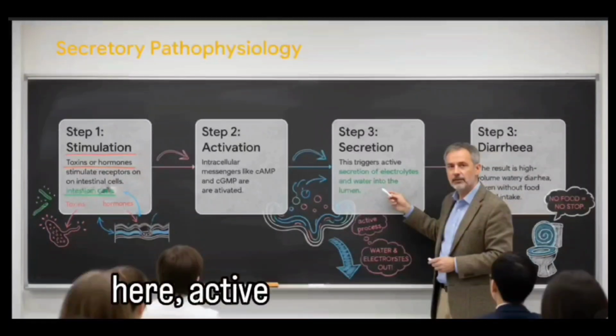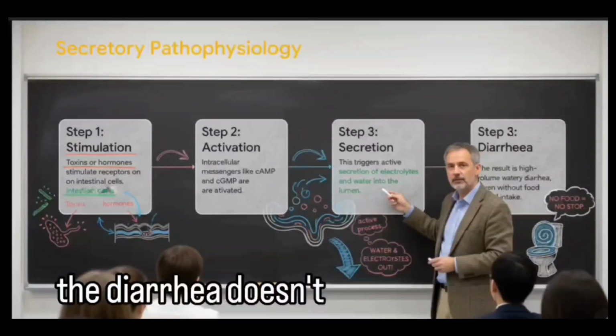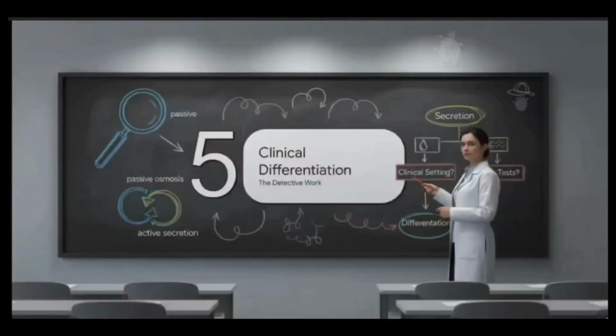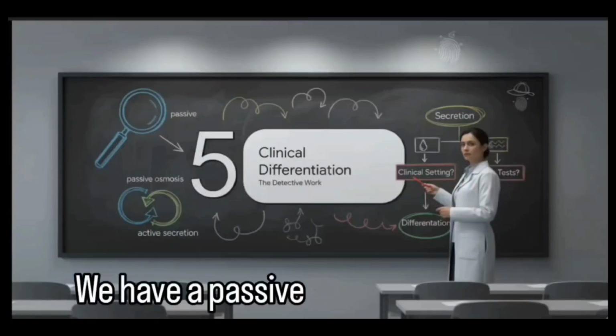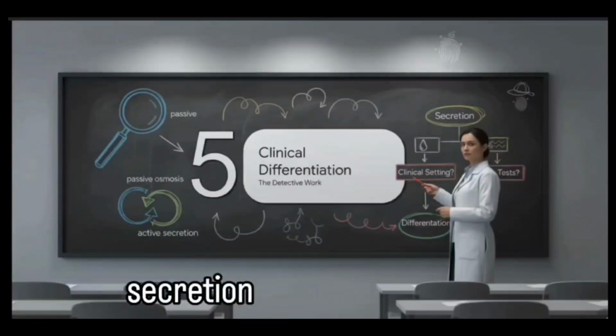That's the key word here, active. This is an active cellular process. And that's exactly why the diarrhea doesn't stop, even if the patient is fasting. The pump is still on. So now we have our two main culprits, right? We have a passive process driven by osmosis, and we have an active process of secretion.